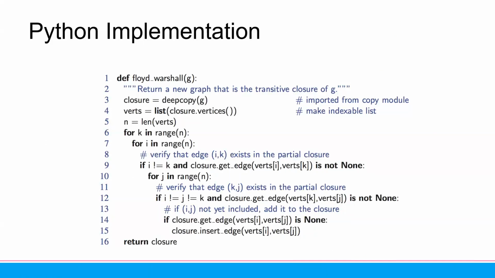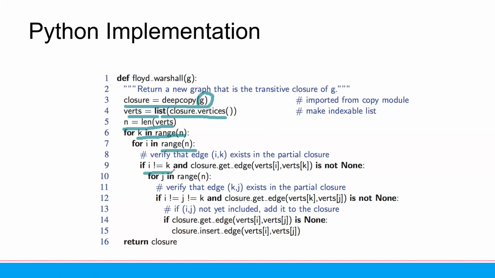This is the code. The closure we are going to copy from the G, and then we are making a list of the vertices, and then n will be the length of the vertices. So we will do the loop from 0 until n, and then this is also 0 until n.